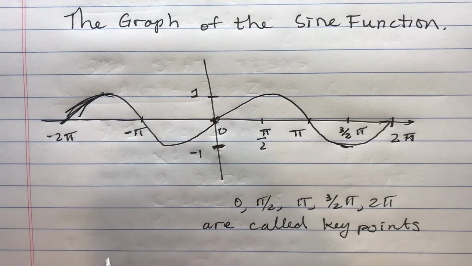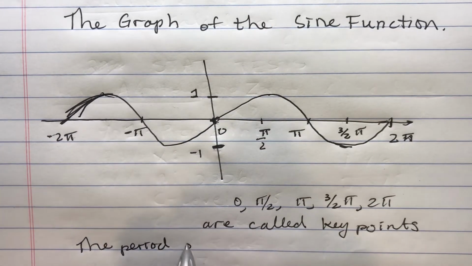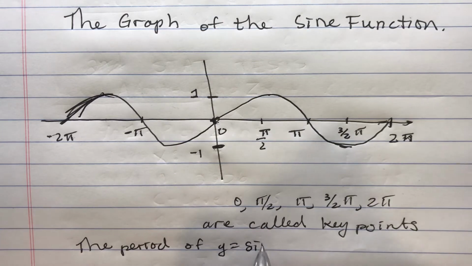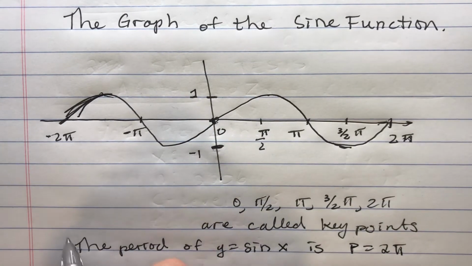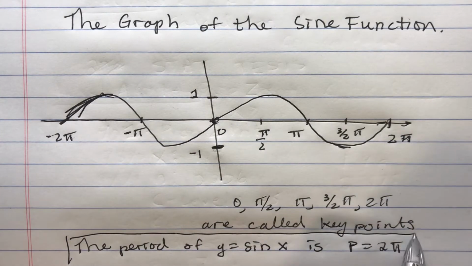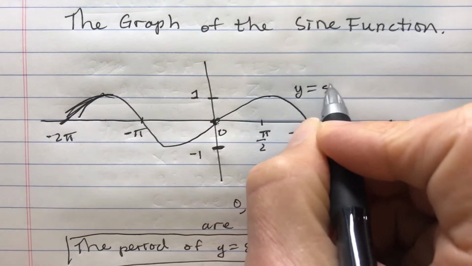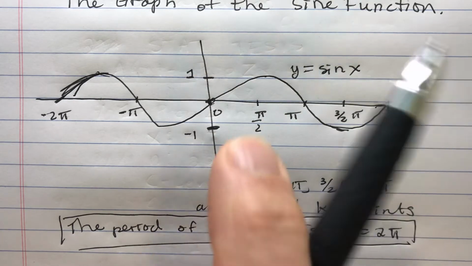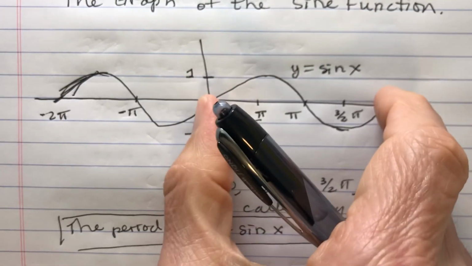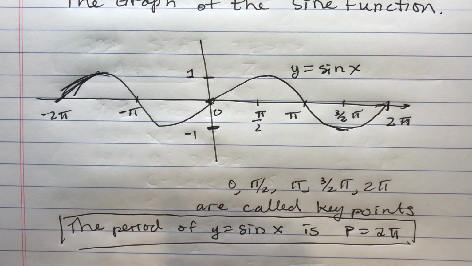All right, the period of y equals sine x is p equals 2 pi. This is a word that everybody knows around the world. That's the period. What that means is that that's the shortest distance for which the interval then repeats itself again. I did a long explanation up above, but that's essentially it. It's the period.